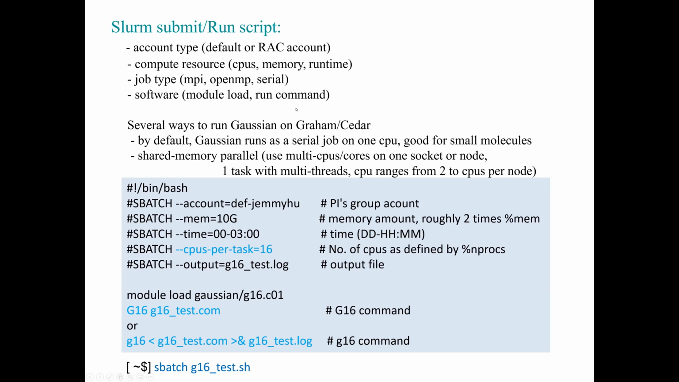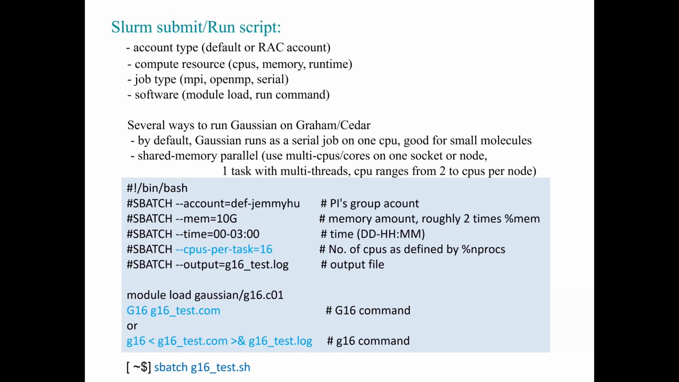And then there is the command line, and I have an example shown here. So, a little bit more about the shared parallel code for Gaussian. Gaussian also has Linda, which is another approach to parallel. When we talk about parallel, we basically mean using more CPUs to run one job.